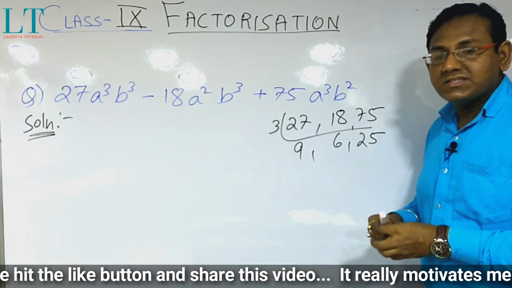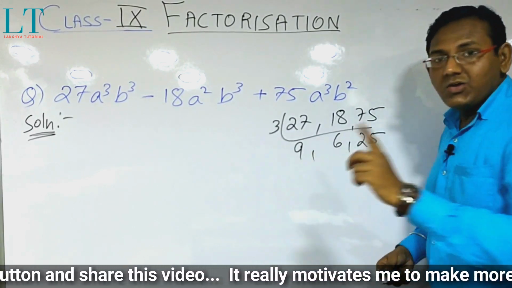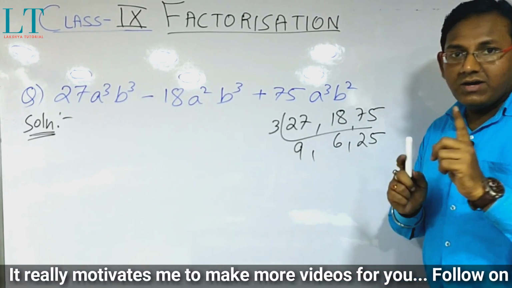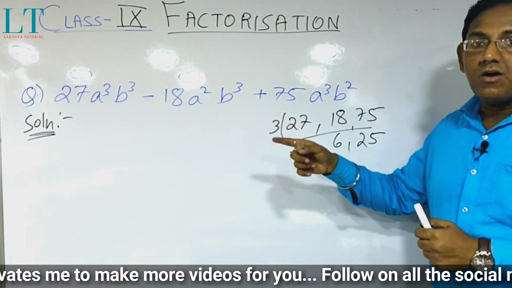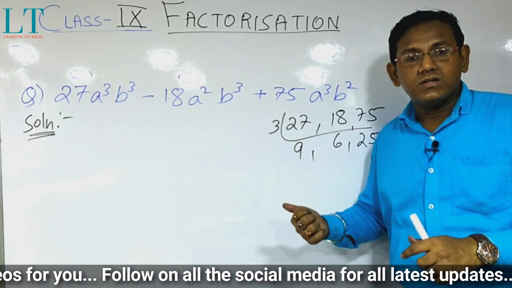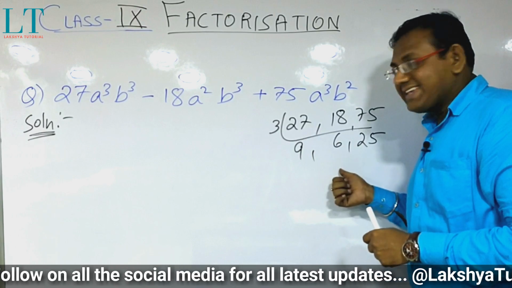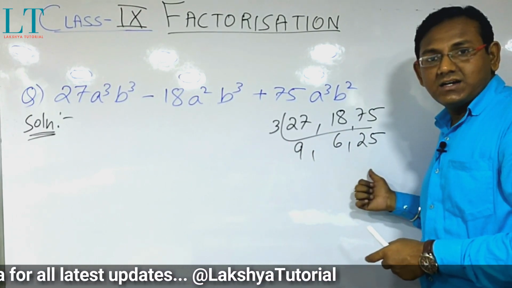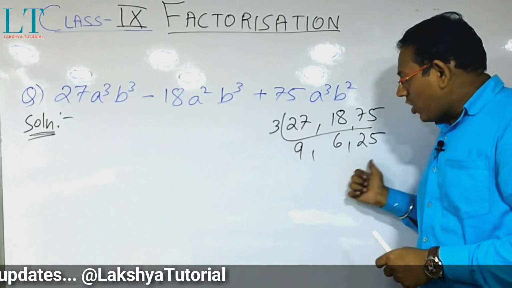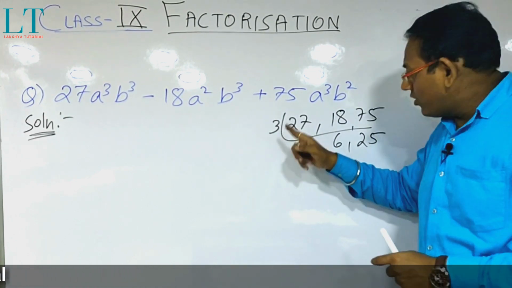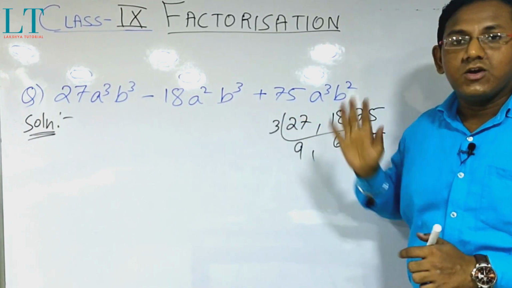Now you might ask me, sir, in the first two cases you are getting 3 common, why not divide by 3? Now remember that whenever you are taking something common, it has to be present in all three terms. It cannot be present in only two terms, not in the first and second, not in the first and third, and not in the second and third. It has to be present in all three terms. So we can see that 3 is present in all three terms, so we are taking 3 common over here.